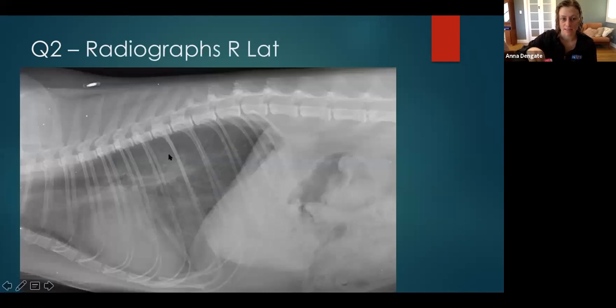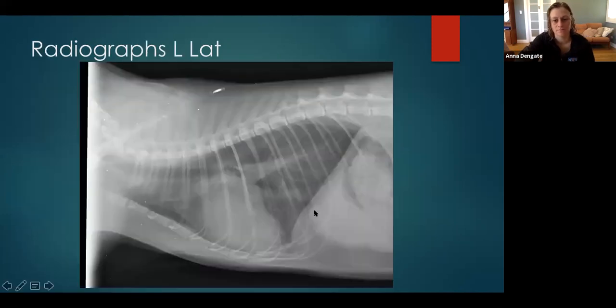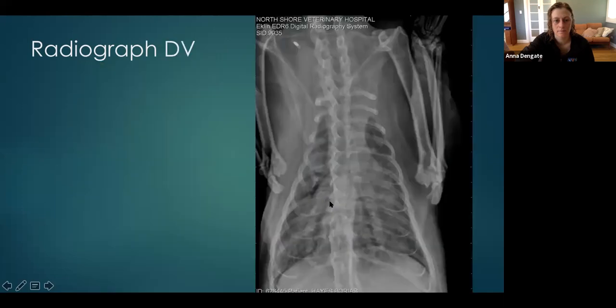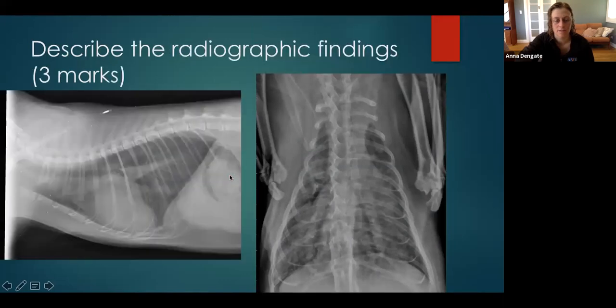So we did end up taking some radiographs. This is a right lateral. A left lateral. And the DV. So I'll leave those up there. So we've got the left lateral and the DV up there. And question C is describe the radiographic changes here.